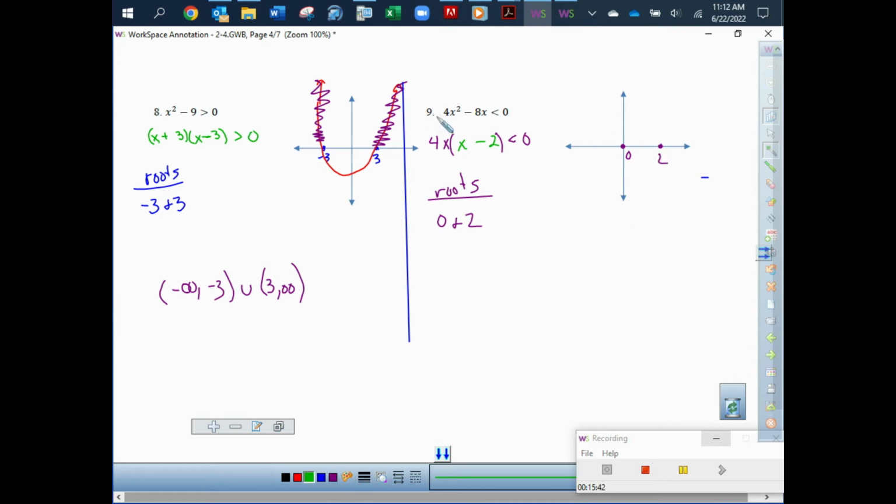Graph my parabola. He opens up. And I want to know where this is less than 0. So that would be shading below. We'll do a little squiggle. I said shade, but I want to squiggle it. One squiggle zone, one interval. Reading from left to right, no touching, no touching, no touching. We start touching right there at 0, not included. And then it goes touching all the way to 2, not included.